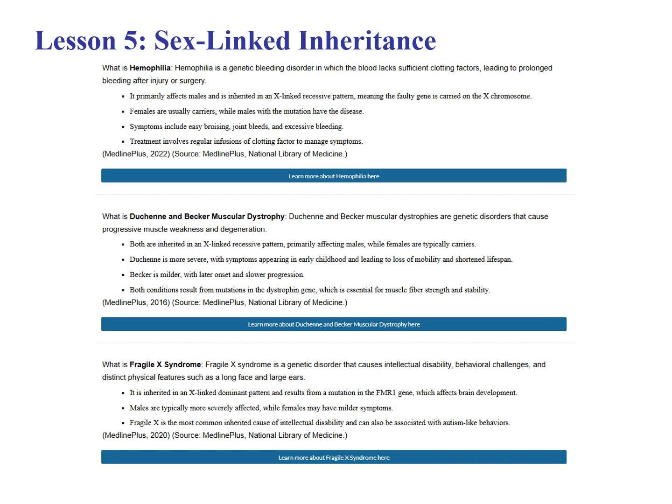On the website, there are brief descriptions of 3 genetic disorders inherited as sex-linked recessive traits: hemophilia, Duchenne and Becker muscular dystrophy, and Fragile X syndrome. Each has a link to a page with more details. Please select at least one of the choices to read in more detail.